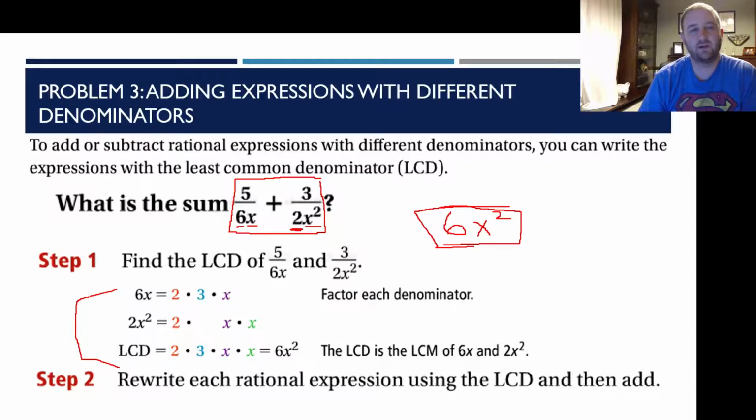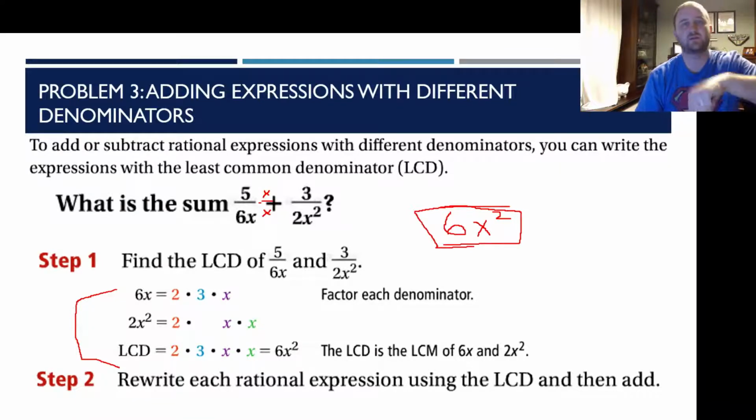Now we have to figure out what we need to multiply each fraction by so that we can get the denominator to be 6x squared. So for 5 over 6x, how do I get 6x to equal 6x squared? Well, I just need to multiply it times x over x. So this first one, we're going to multiply times x over x.